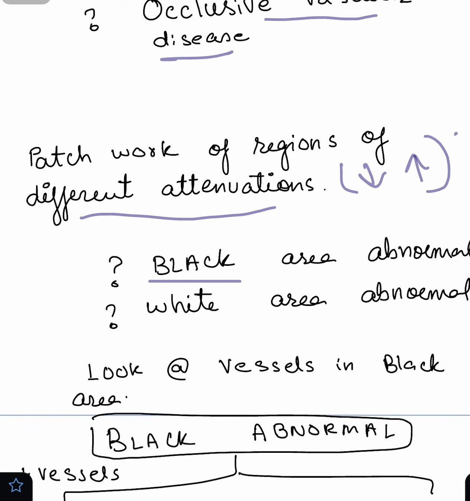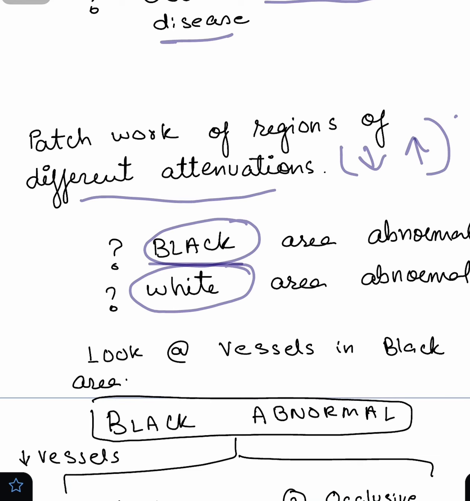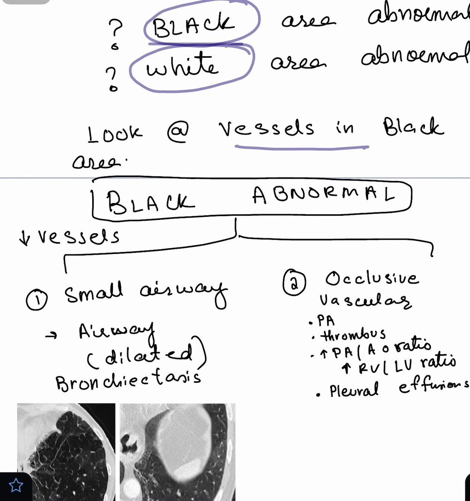Is that a black area which is abnormal? Is that a white area which is abnormal? To answer this question, look at the vessels in the black area. So if the vessels are less in the black area, I'll give some examples as well, it means that black area is the one which is abnormal.